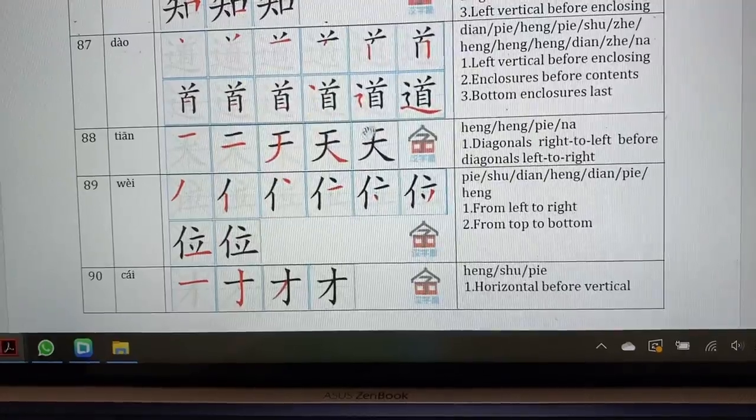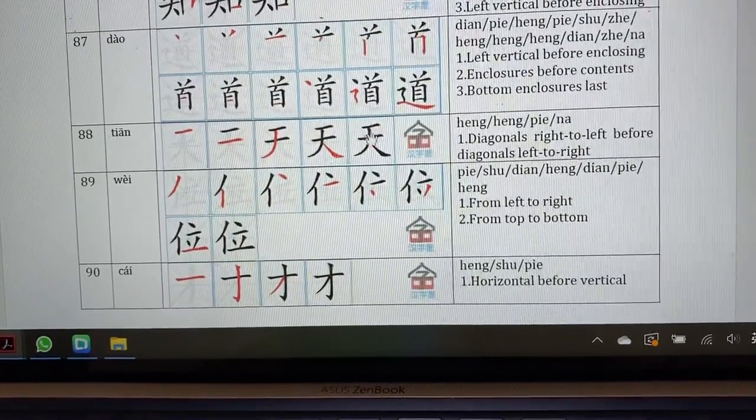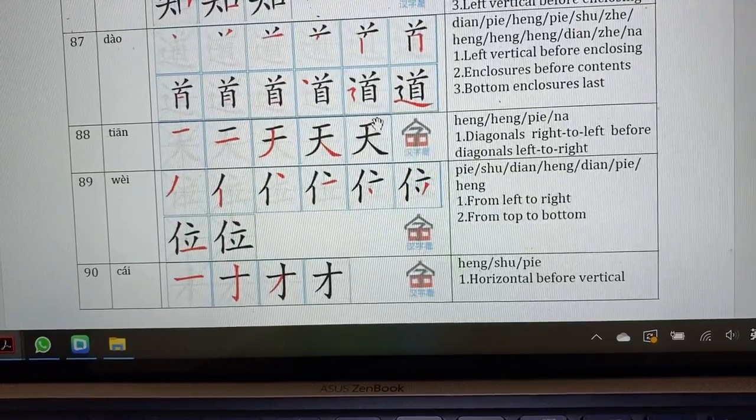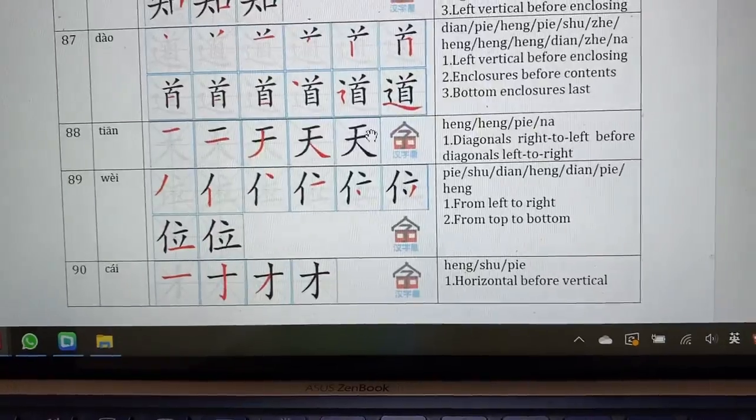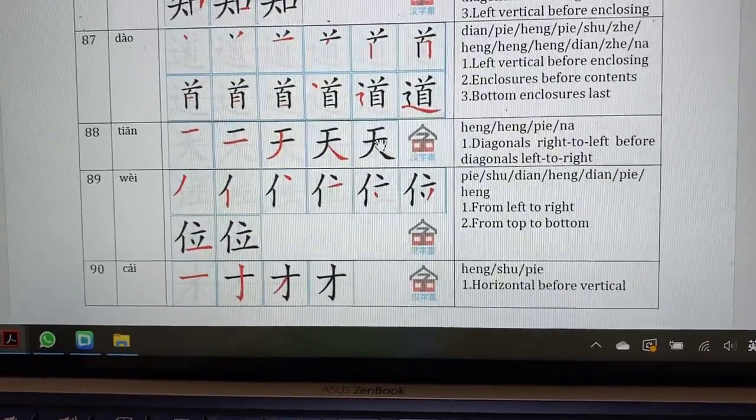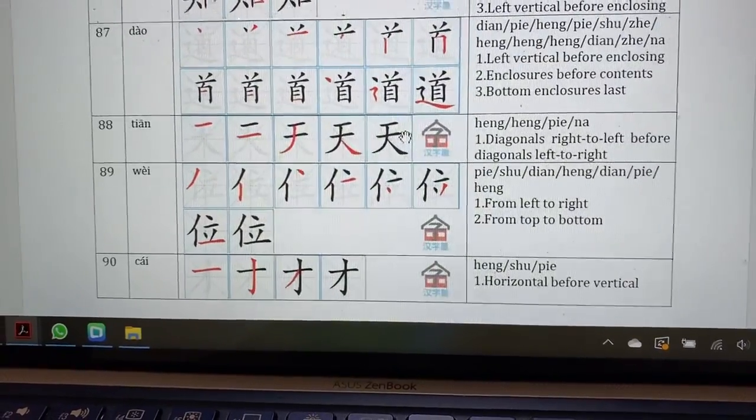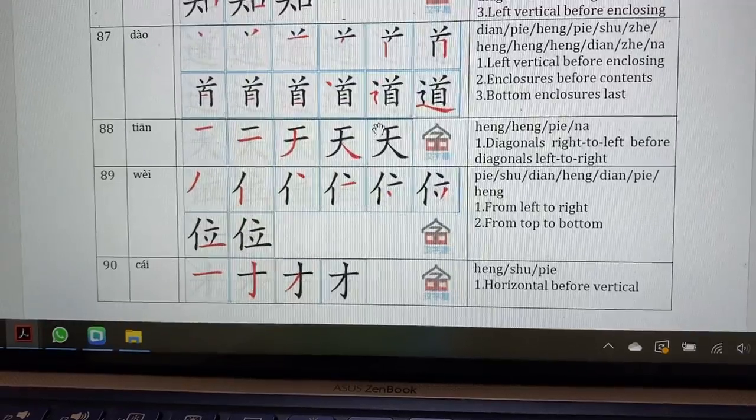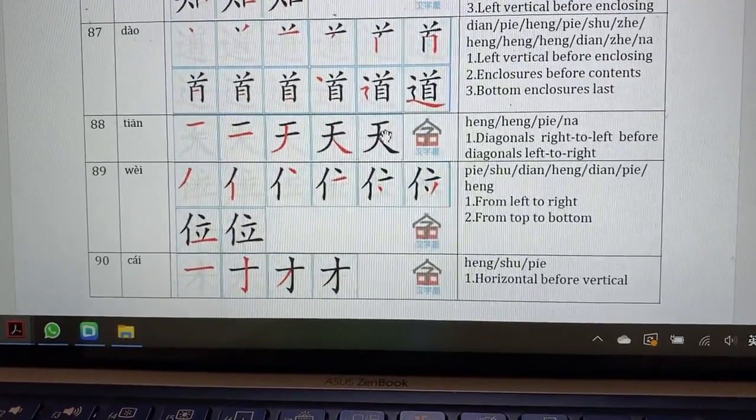And for this tian, just pay attention to the two parallel hengs here. The first one shorter, the second one longer, okay? That's the normal way that we do with this character. Although if you travel to Japan, later you may find actually, in many cases, Japanese people write the first one a little bit longer, but it's not so normal in China, okay?